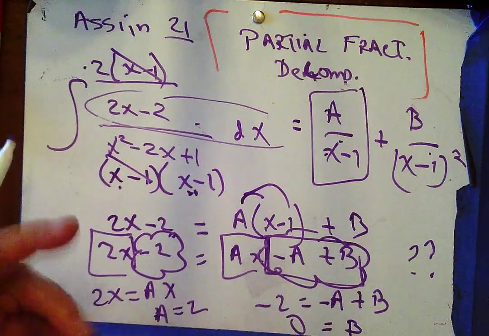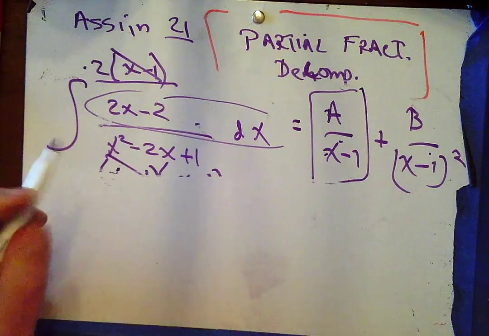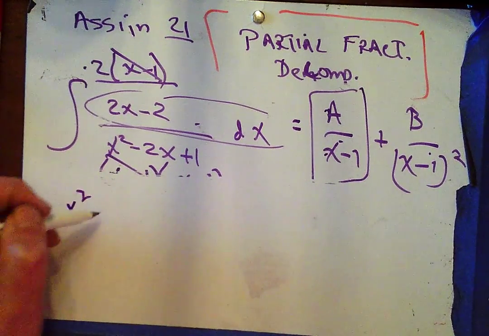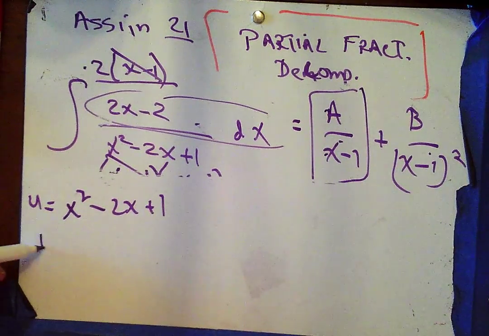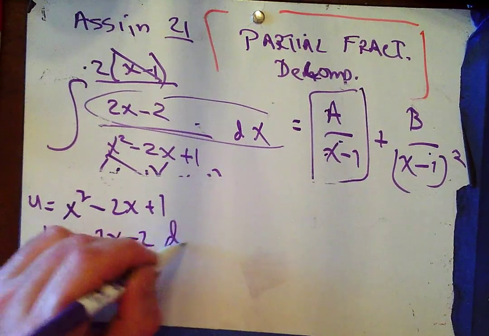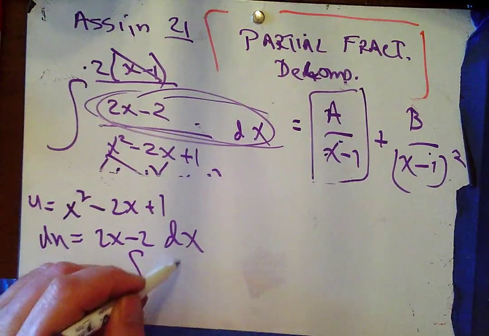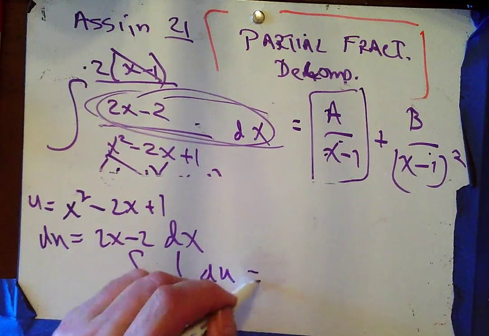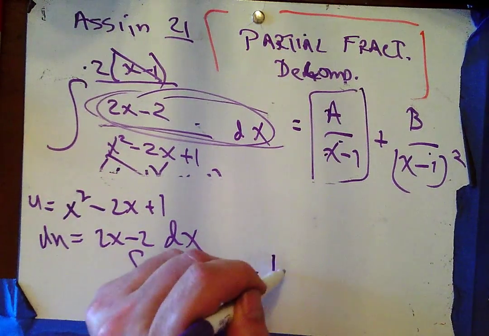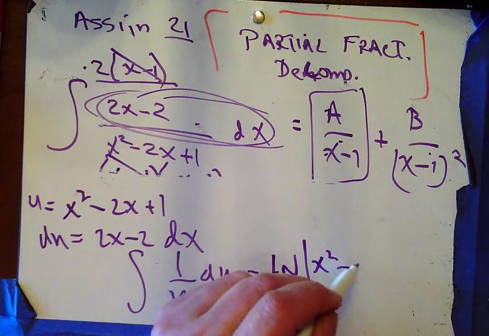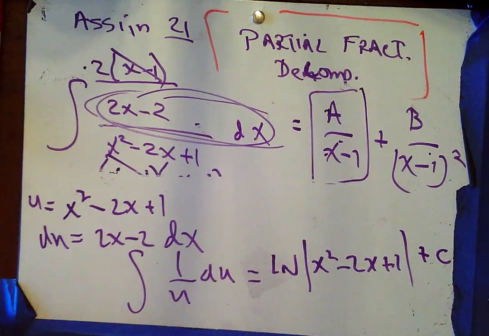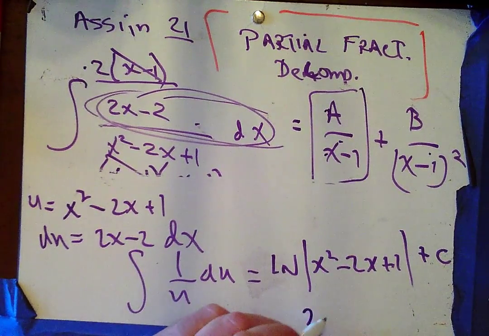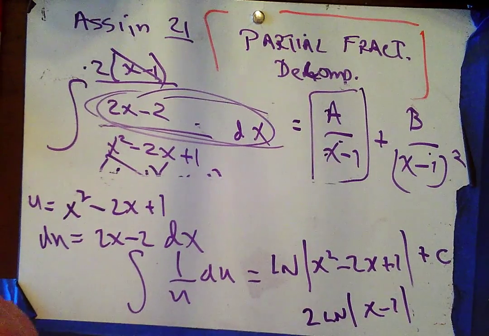That's interesting. But wait, I thought we did this with a u sub. What happened? Well, let's look at it again. x squared minus 2x plus 1 was our u. And we said, okay, du is going to be (2x minus 2) dx. Great, I got all that. So this is 1 over u du. And that meant for us ln of u, x squared minus 2x plus 1, plus c. Great. Now, this doesn't look like 2 ln |x minus 1|.